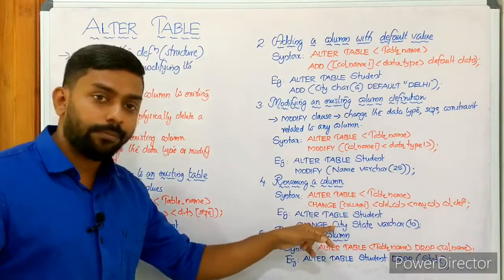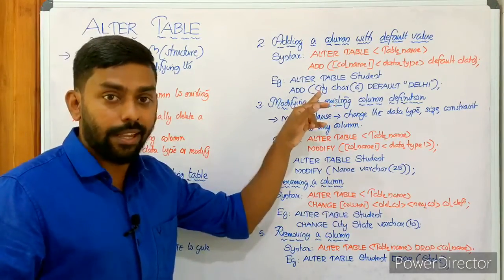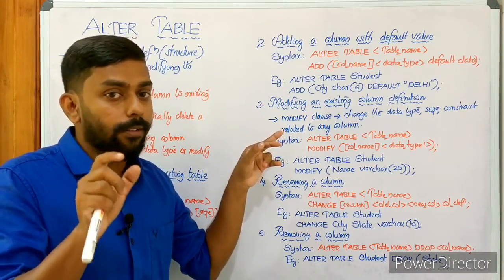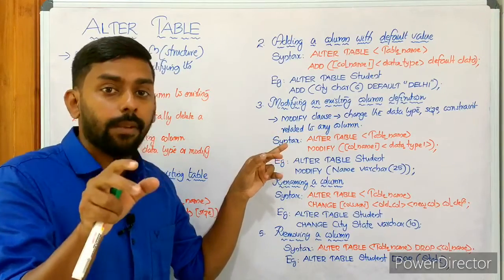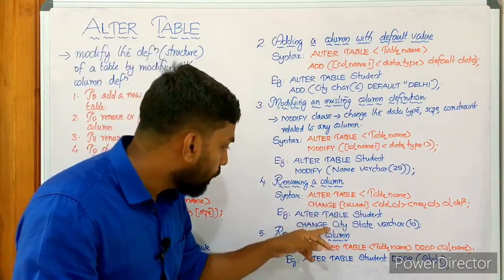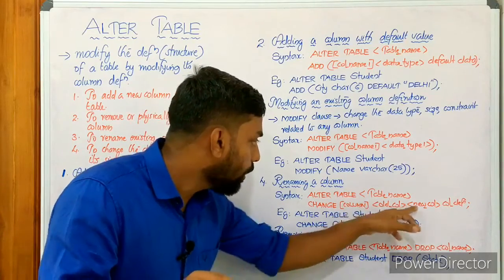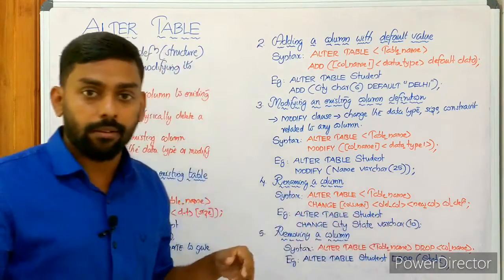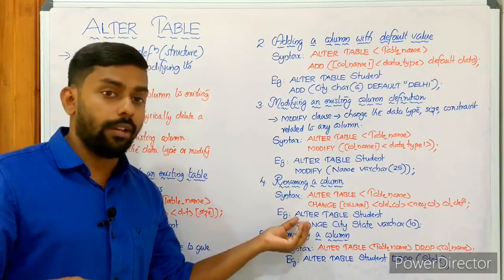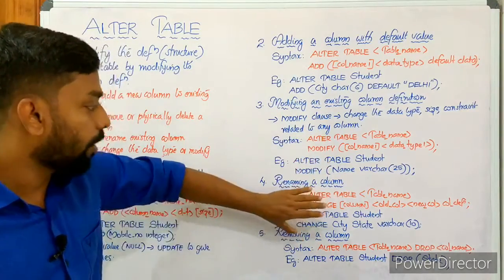What is it? City. We have already added city. And we are going to rename the existing column city to state. Here city is the existing column and state is the new column. Old column is city, new column is state. Then varchar 10 is the size. So this way you can rename a column using the clause change, and we modified using modify. So this way we can rename a column.